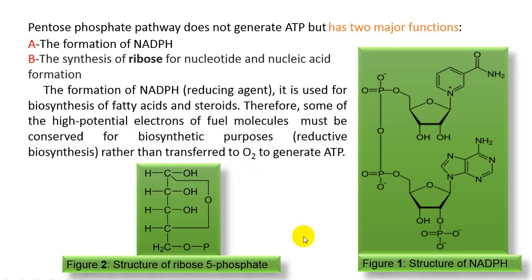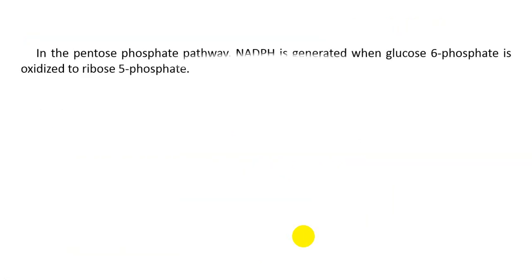This is one of the examples. Now, in the pentose phosphate pathway, NADPH is generated when glucose 6-phosphate is oxidized to ribose 5-phosphate.